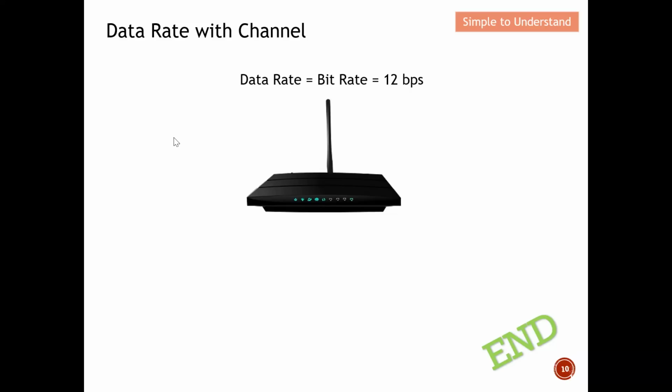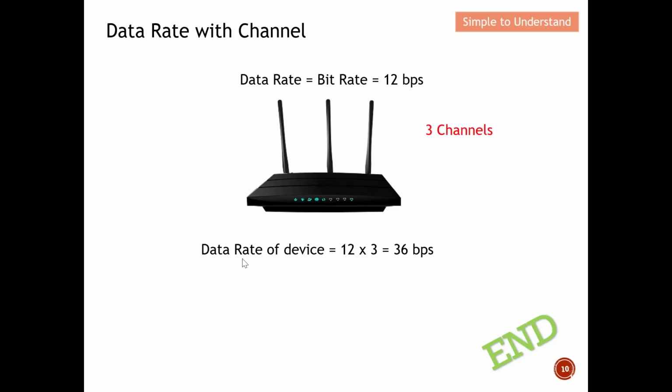Now imagine that instead of one channel, we have three channels, which means the amount of data, or data rate, actually increases. This is the bit rate of every channel: on every channel I can send 12 bits per second. So now I ask you, what will be the data rate of this router? You can easily do this: 12 multiplied by 3, which means the total data rate will be 36 bits per second.